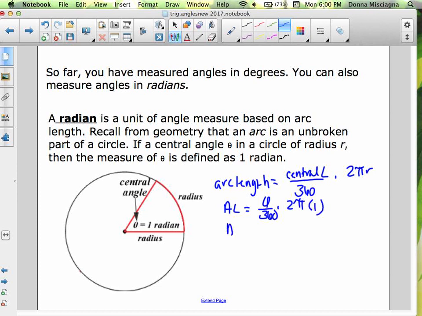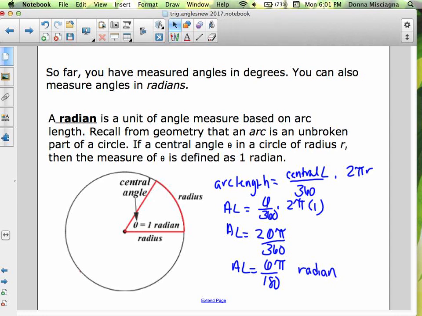So that means my arc length here would be 2 times theta times pi divided by 360, and we could simplify that. So arc length is theta over 180, and there's a pi in there. Now we have a way to think of radians, because this is how to change to radian measures. So it uses arc length.